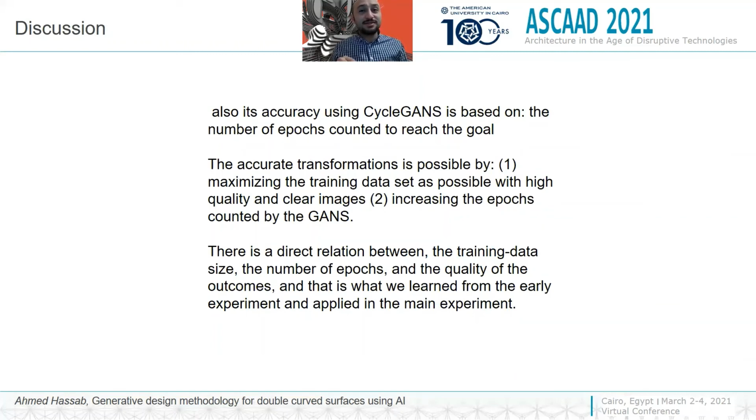Its accuracy using cycle GANs is based on the number of epochs counted to reach the goal. The accurate transformation is possible by firstly maximizing the training dataset as much as possible with high quality clear images, and secondly by increasing the epochs counted by GANs. And finally, there is a direct relation between the training data size, the number of epochs, and the quality of outcomes, and that is what we learned from the early experiment and then applied in the main experiment.